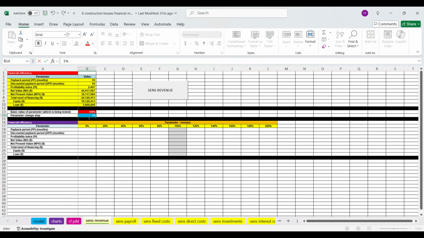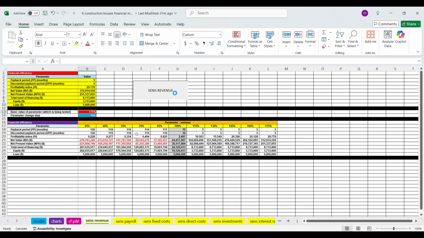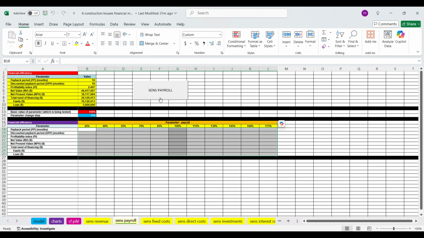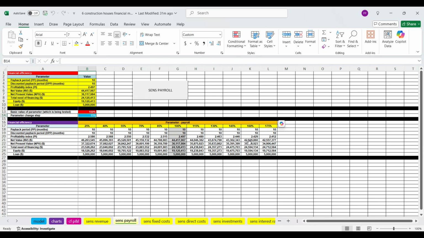Let's say 15%. All we want to do is press the sensitivity button, and we will be able to see how financial numbers will change for this specific scenario if we increase or decrease the revenues with the step of 15%. The same story, we can increase or decrease the payroll. So you can quickly test the flexibility and stability of your current scenario.